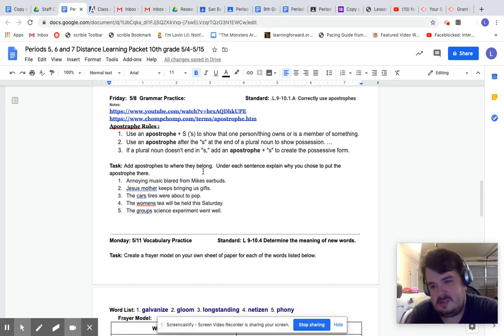Now, this is where it gets different for both freshmen and sophomores. Sophomores, you guys are going to be using apostrophes. So make sure you put the apostrophes where they belong, like possessive pronouns or possessive nouns.